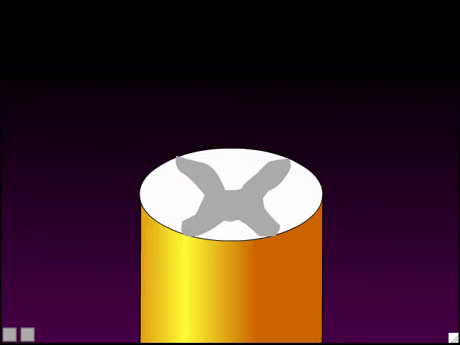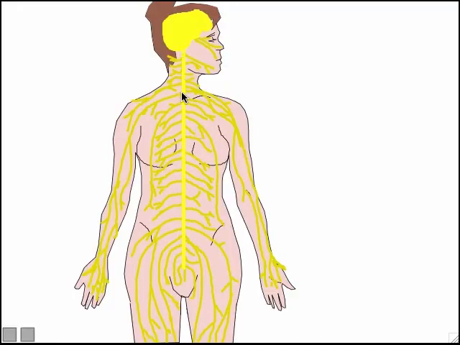So now we're going to zoom out. So there's the whole spinal cord, and yes, these yellow things that branch on and off to the spinal cord all throughout the spinal cord are the spinal nerves. Those are, by definition, nerves that connect with the spinal cord.